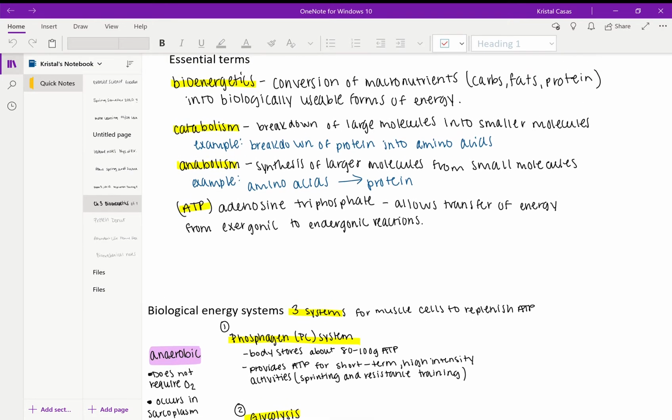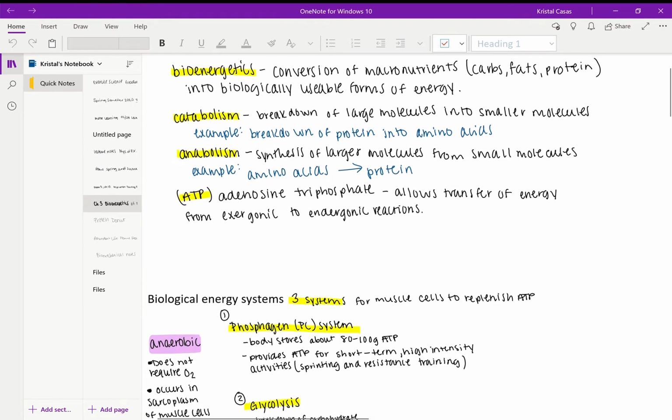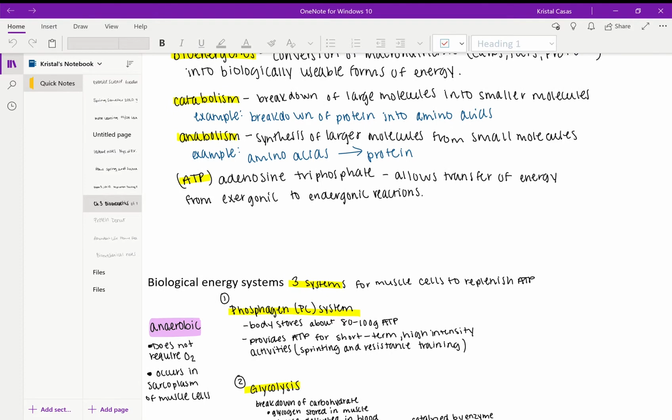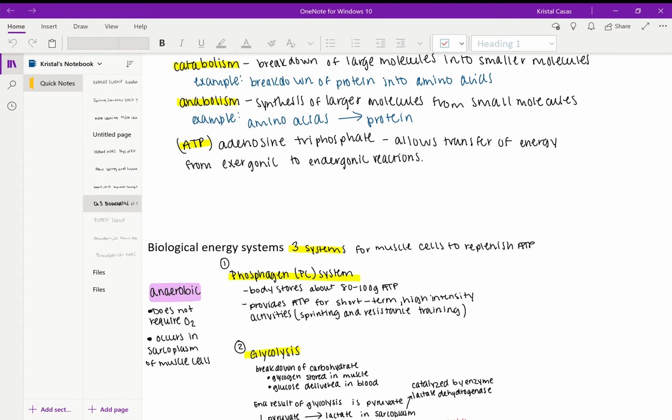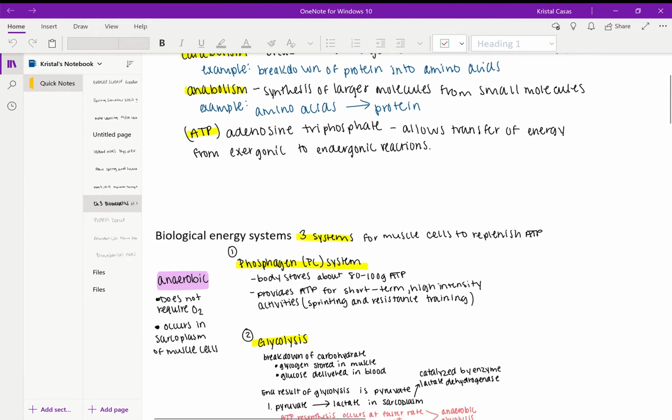Then there's catabolism, which is the breakdown of large molecules into smaller molecules. An example of that would be the breakdown of protein into amino acids. And then we have anabolism, which is the synthesis of larger molecules from small ones. So that would just be the opposite of catabolism. So you get amino acids into protein. ATP, adenosine triphosphate, which allows the transfer of energy from exergonic to endergonic reactions.